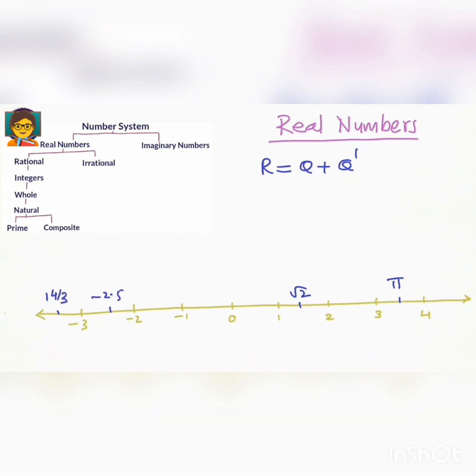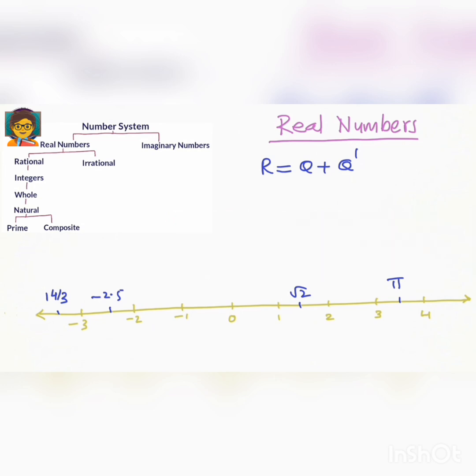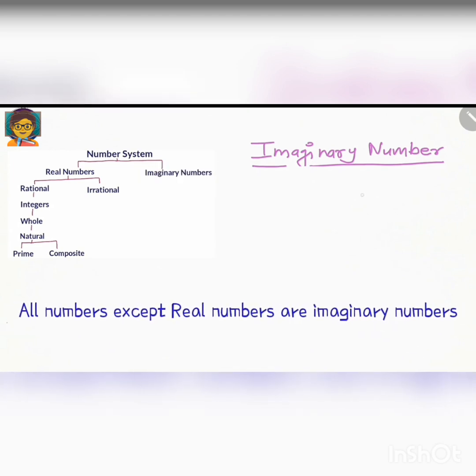Now how are we going to remember the real number? As the name says, the number that is real, or that exists, is a real number. Or we can say this is not an imaginary number. In fact, the real number had no name before the imaginary numbers were invented. Let's understand the last number type, which is imaginary numbers. By definition, all numbers are imaginary numbers except real numbers.